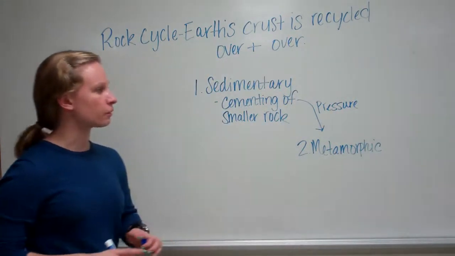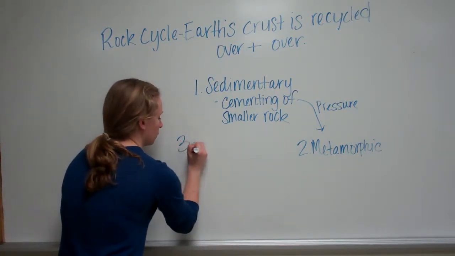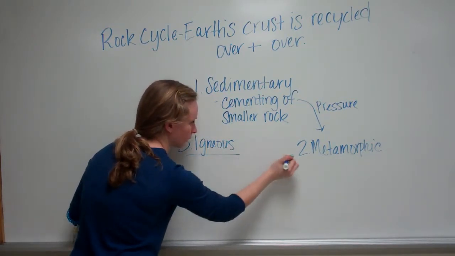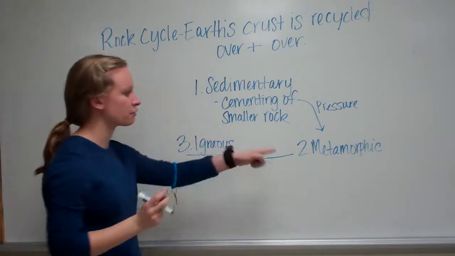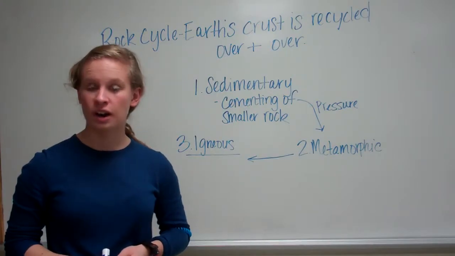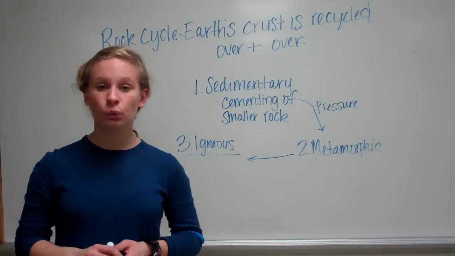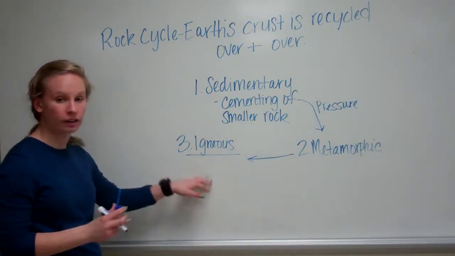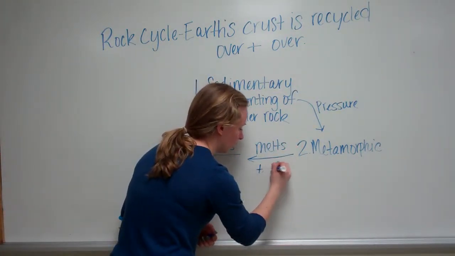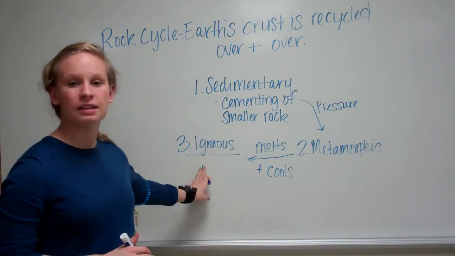The third type of rock that we're going to end up with is a rock called an igneous rock. In order to get from our metamorphic rock to our igneous rock, our metamorphic rock gets put under even more pressure, and as it gets put under all this pressure, it starts to melt. When it melts and then cools, we end up with the igneous rock. So, I'll write melts and cools.